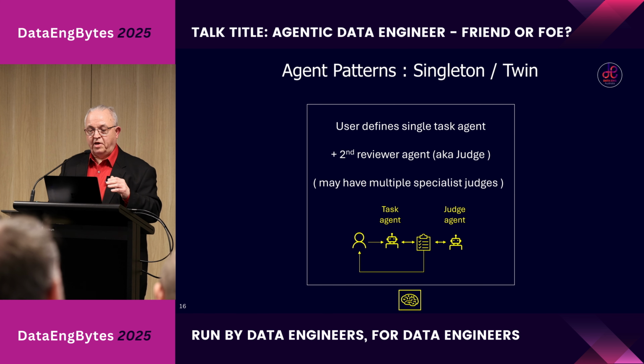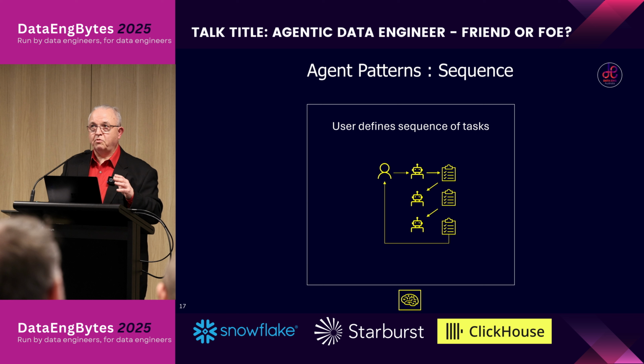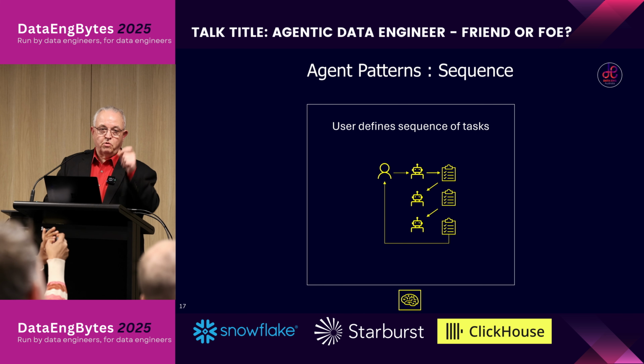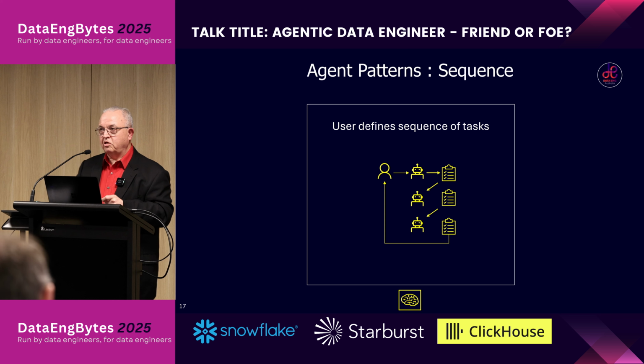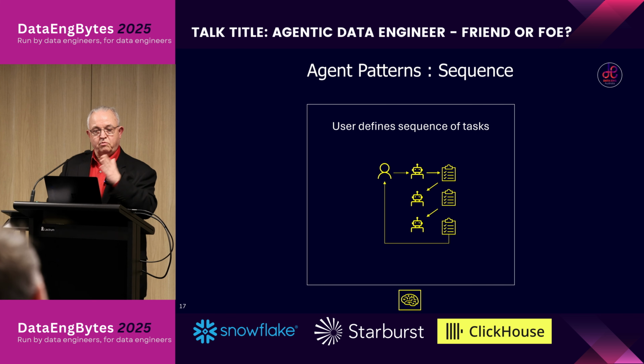Another basic pattern is the sequence. So again, you take your large task, like building the end-to-end pipeline, and you say, okay, do a pre-processor, now do the transformation, and then do a post-process. So it's a fairly simple sequence, where you've got just one artifact between each point of the chain.